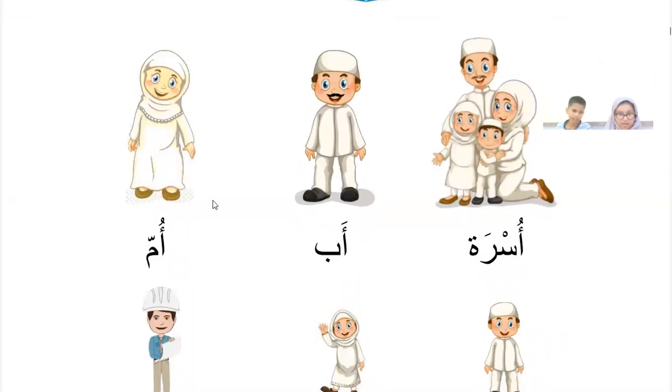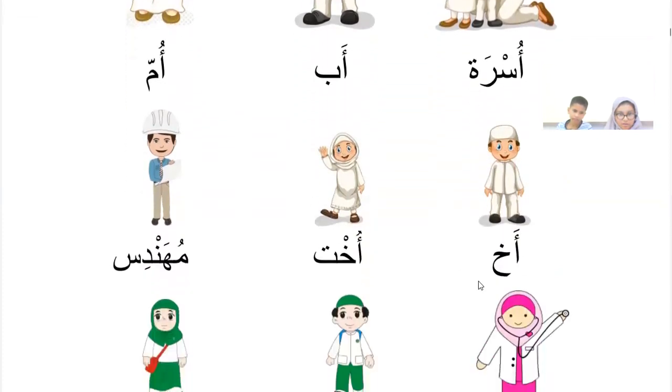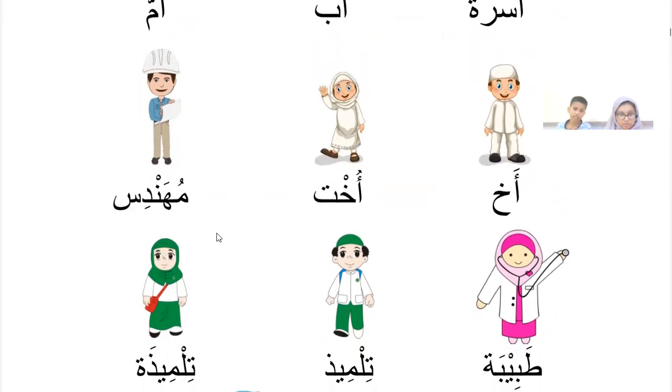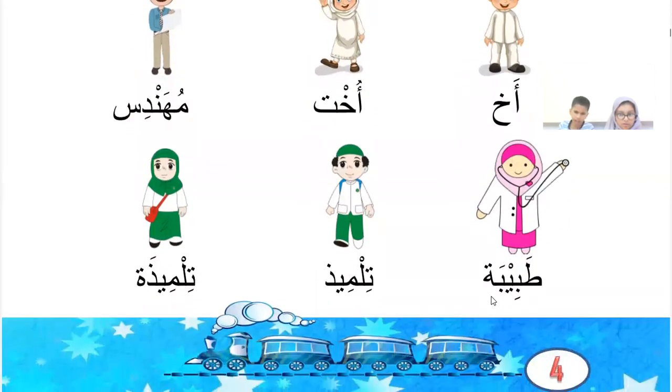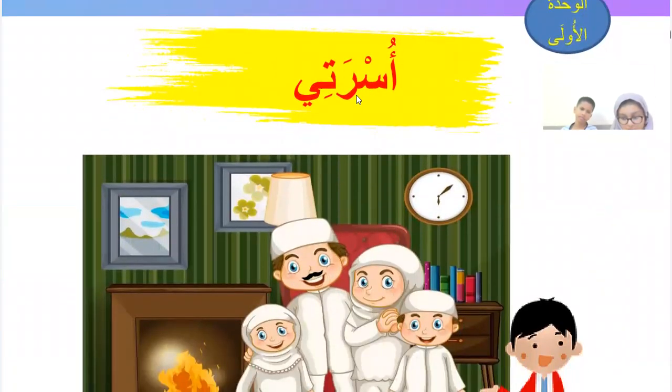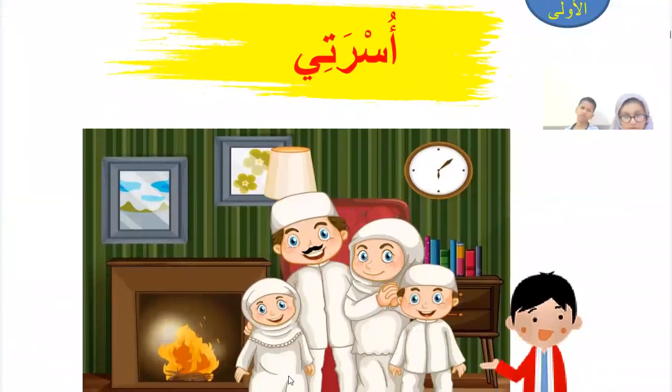Ab, father. Umm, mother. Akh, brother. Ukht, sister. Muhandis, engineer. Tabiba, doctor. Tilmiz, student. Tilmiza, student. Usrati, my family.